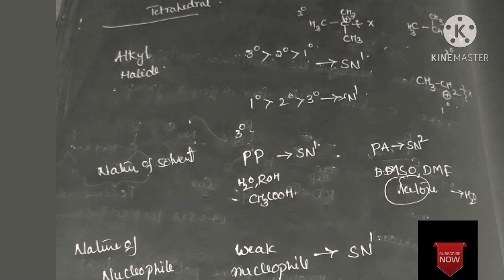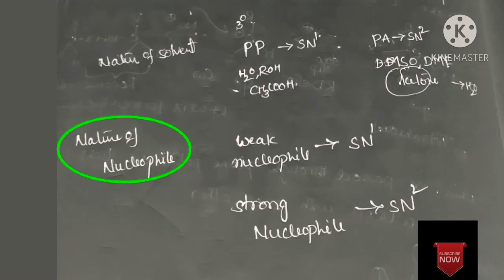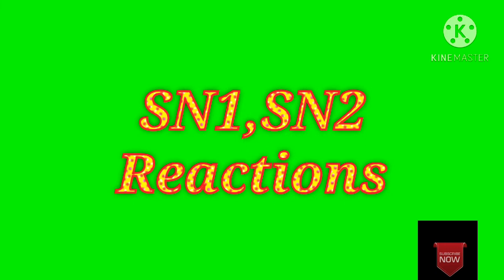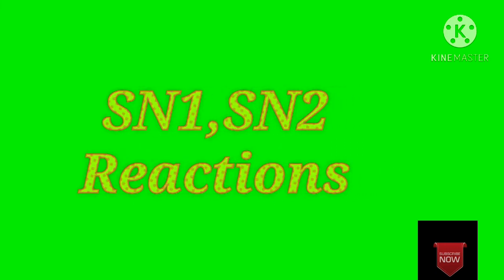And for the nature of solvents, polar protic solvents are used for SN1 reaction and polar aprotic solvents for SN2 reactions. And for the nature of nucleophile, a weak nucleophile is used in SN1 reaction, which is a slow, two-step process. And a strong nucleophile is used in SN2 reactions. These are the SN1 and SN2 mechanisms.